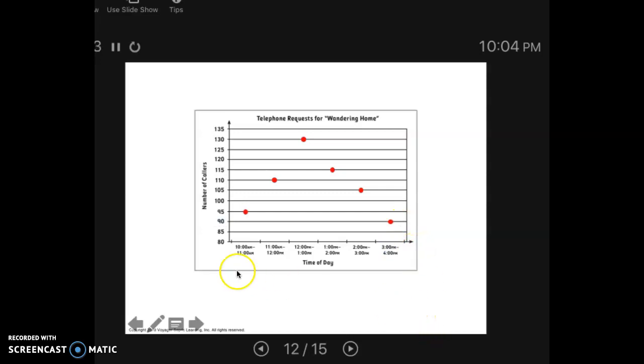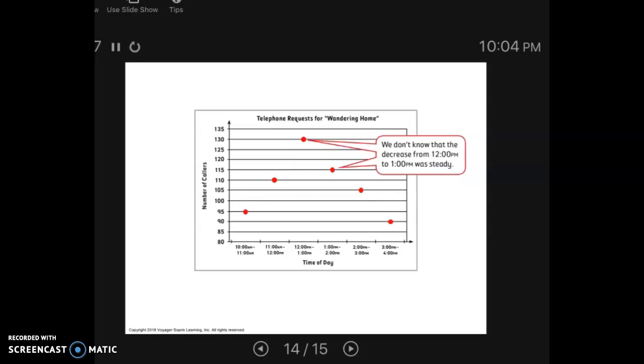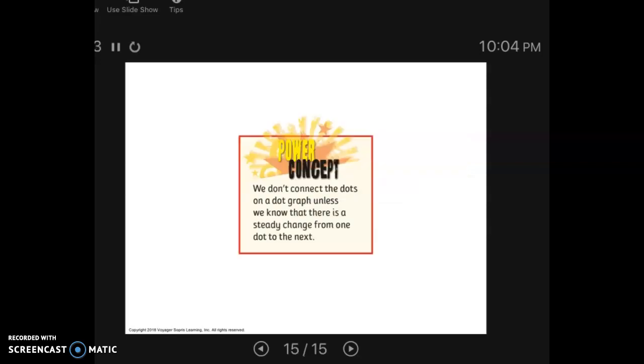We can see a pattern in this data, but the dots are not connected. We connect the dots with a line segment if we know the change from one dot to the next dot follows the path of a straight line. In this graph, we don't know if the change between dots was steady, so we do not connect the dots. It's important to remember that we don't connect the dots on a dot graph unless we know that there is a steady change from one dot to the next.